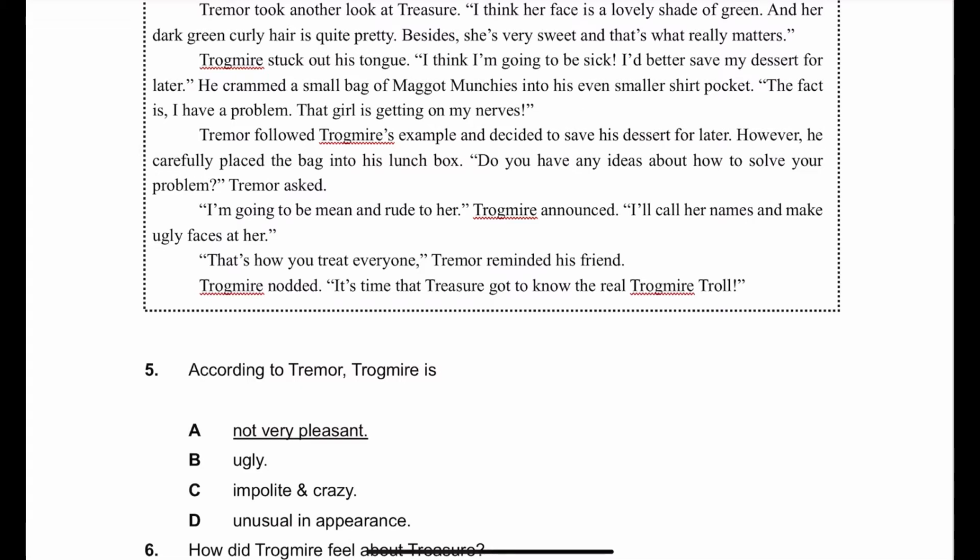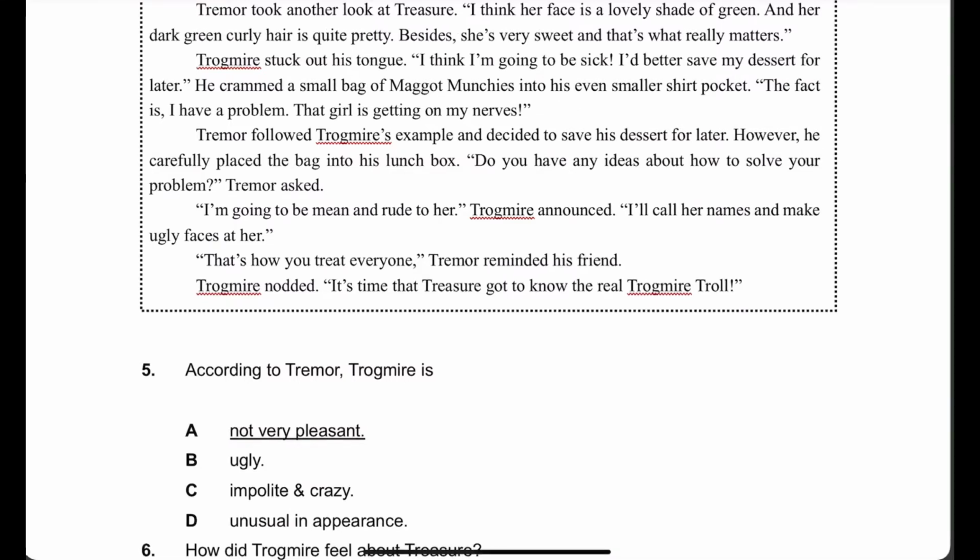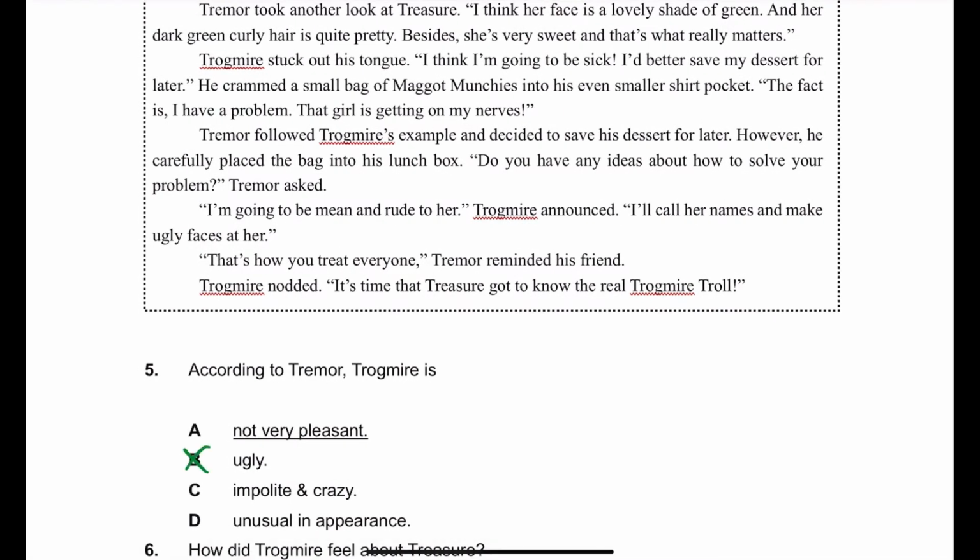So B, for ugly, right? We don't really have a physical description of Trugmar, and also for ugly to be the answer, that would have to be Trugmar's defining quality, right? But Trugmar's defining quality is actually that they are very disrespectful, particularly to Treasure Troll, who has a crush on them, right? Impolite and crazy.